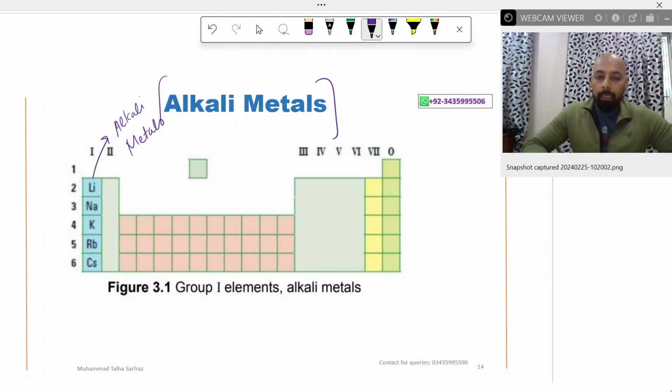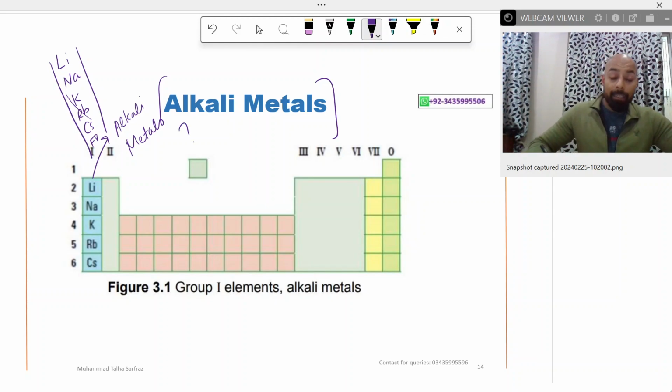So now, which metals come under them? As you all are familiar, we have lithium, sodium, potassium, rubidium, cesium and francium. Okay, so all of these are called alkali metals, right? You should know why we call them alkali metals. There's a reason, because they form alkalis when they react with water.